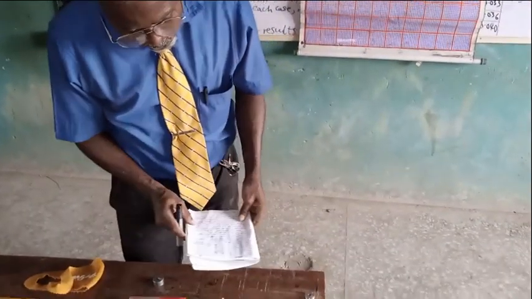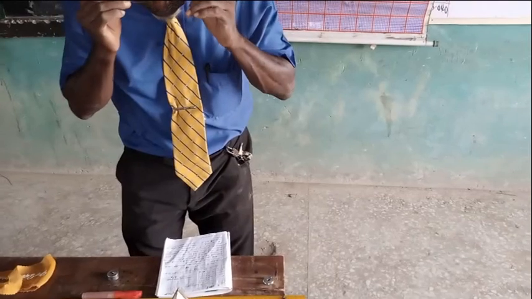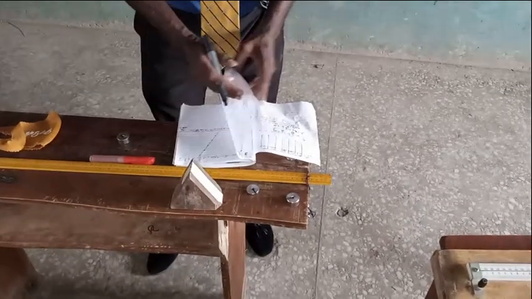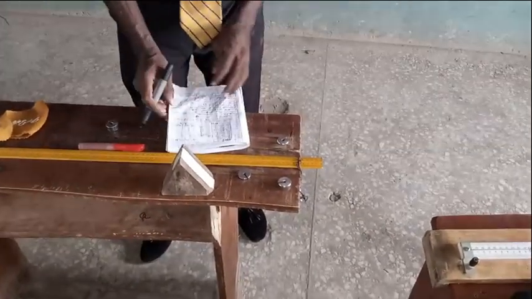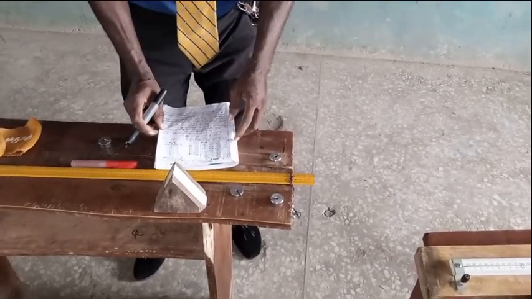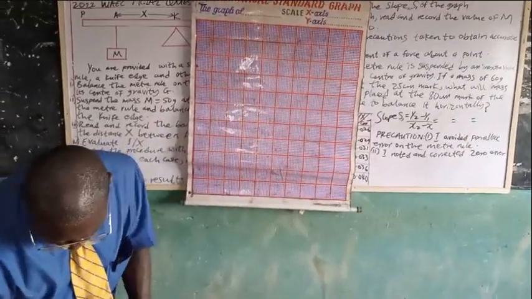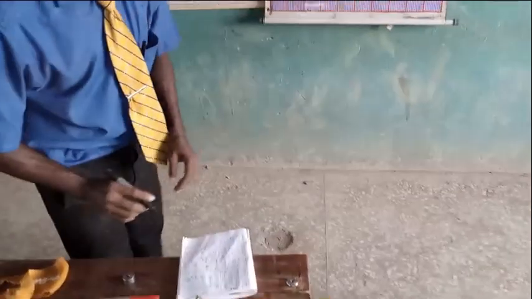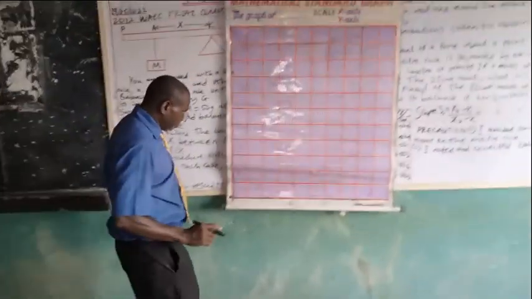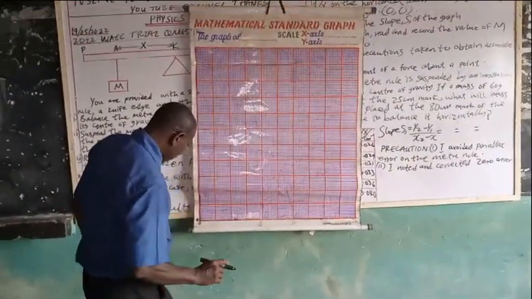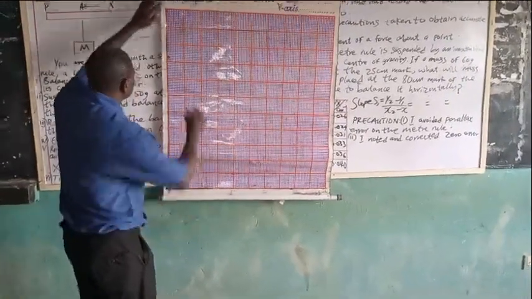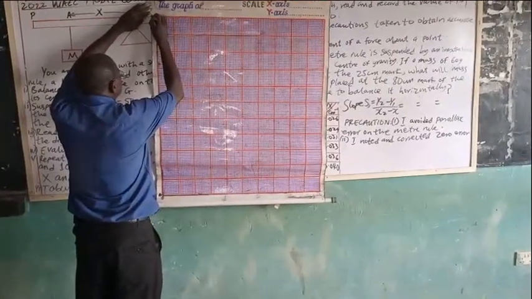Now, we want to plot the graph of M on the vertical axis and 1/x on the horizontal axis. The maximum value of M is 100, minimum value is 20. So we are going to use a scale of 10 small squares to represent 20 units. So this will be 100.